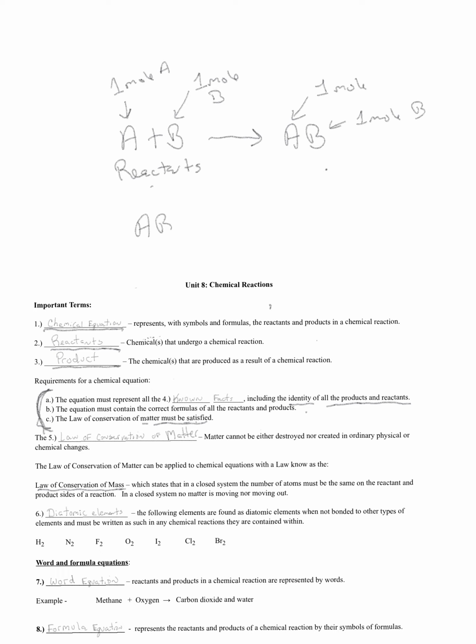And I'm going to turn this equation around. Let's say you have AB, and you produce A plus B. So here I have 1 mole of A, 1 mole of B, and on this side here, I'm going to have 1 mole of A and 1 mole of B. So it's going to be the same on both sides.